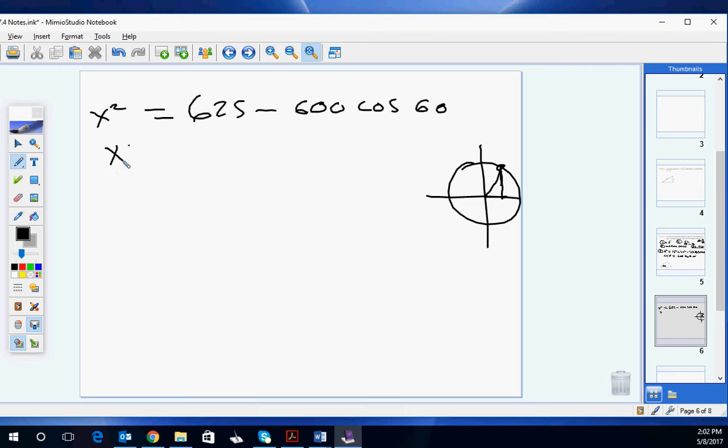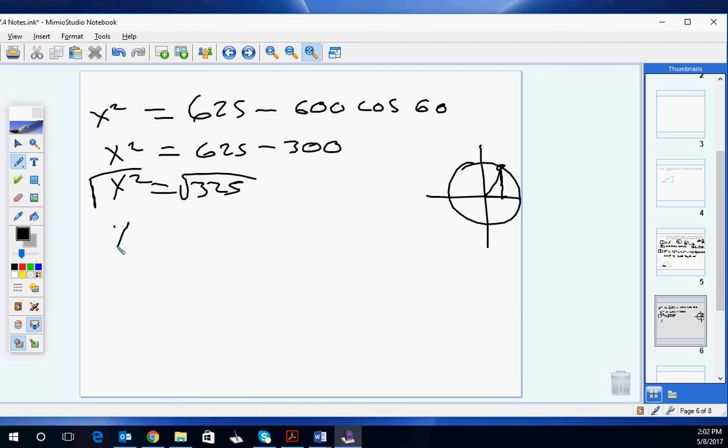So then we have x squared, 625. Half of 600 is 300. x squared equals 325. Square root. x equals 25 times, I think I got 13. So 5 root 13 is what x is. Now we have everything we need. We just need to plug it all in now.